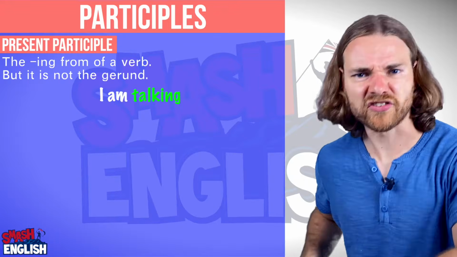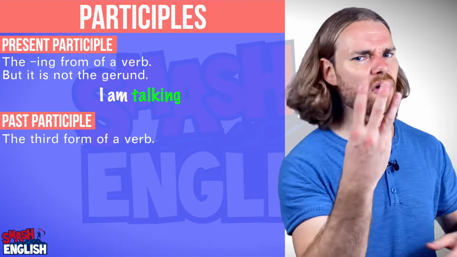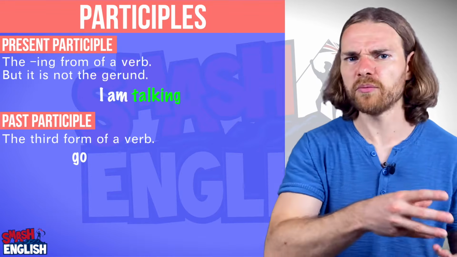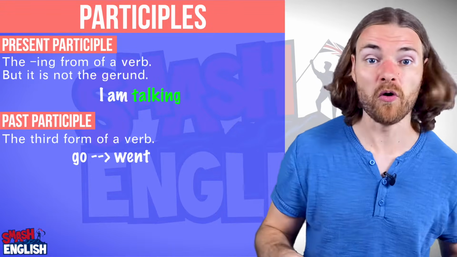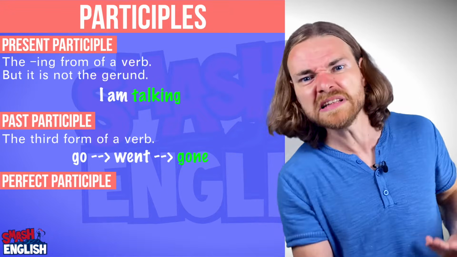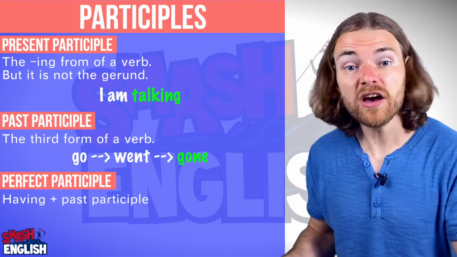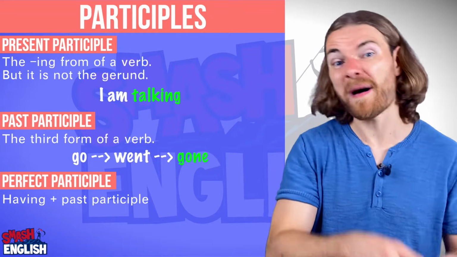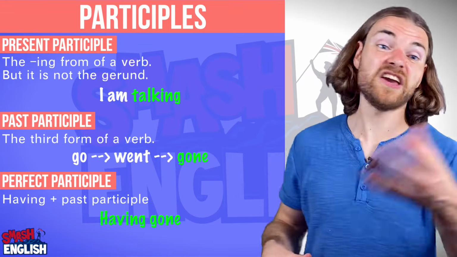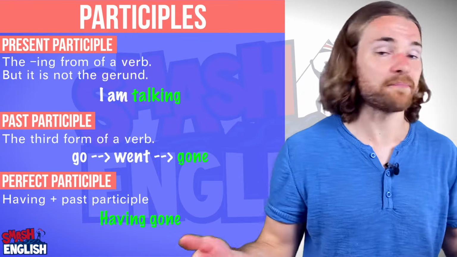So, that's present participles. What about past participles? Well, a past participle is the third form of a verb. For example, we have go, then we have went, and the third form, the past participle, is gone. And the perfect participle is a combination of the two. Kinda. We use having, which is the ing form of the auxiliary verb have, plus a past participle. So, having gone, having been, having seen, having thought, having given. Yeah, you get the idea.